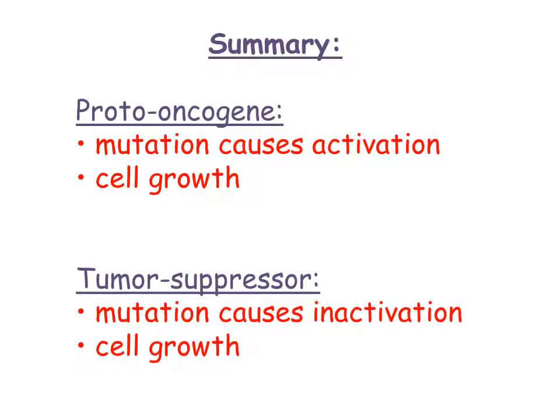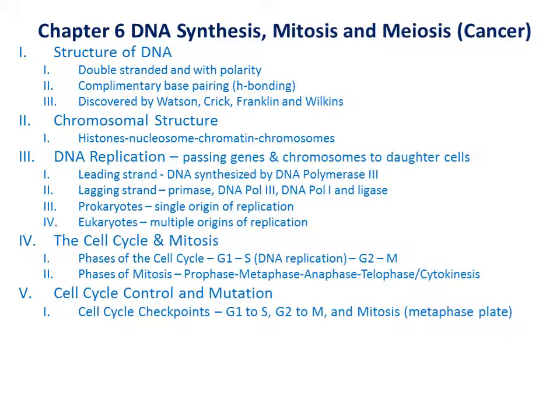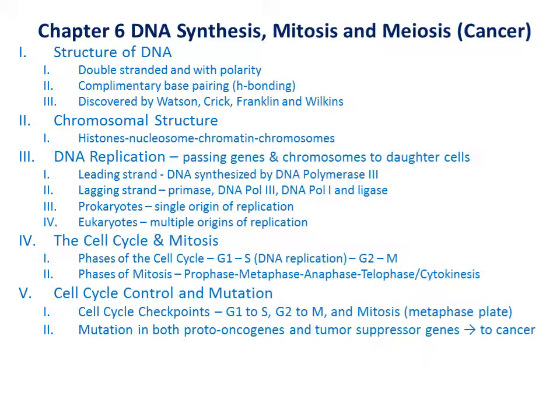So in summary, for this portion of the lecture, what we need to recognize is that proto-oncogenes, when mutated, become oncogenes, and the end result is cell growth. Tumor suppressors, when mutated, cause inactivation of the tumor suppressor such that it's no longer able to suppress the tumor and no longer able to cause cell death. The end result is also cell growth. So in order to get the cancer phenotype, we have to have a mutation in both proto-oncogenes as well as suppressor genes. So let's say that that has been done.